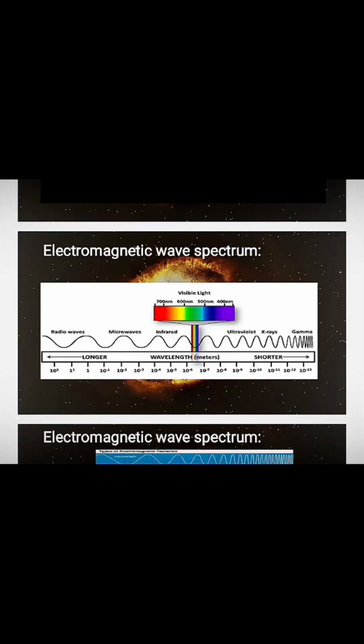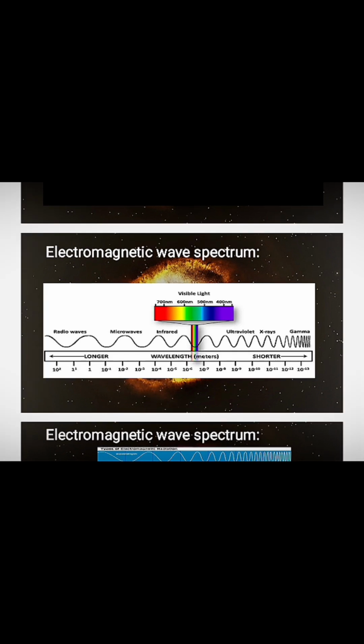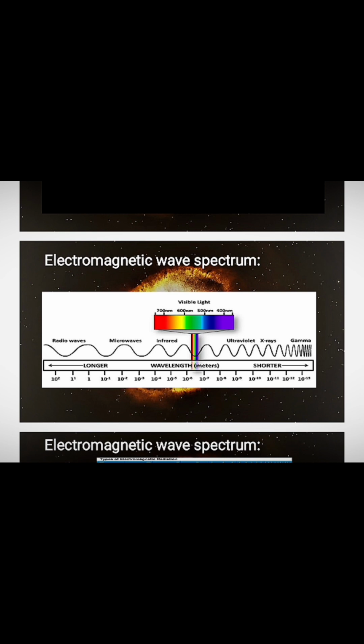Electromagnetic waves are of different types depending upon their wavelength, frequency of vibration, and energy. So this diagram is giving the electromagnetic wave spectrum ranging from the radio waves to the gamma rays. Radio waves have the longest wavelength, then come microwaves, then infrared, then visible light, then ultraviolet rays, X-rays and gamma rays. Radio waves have the longest wavelength and gamma rays have the shortest wavelength.